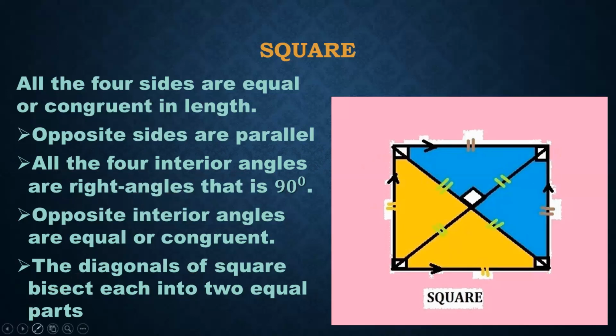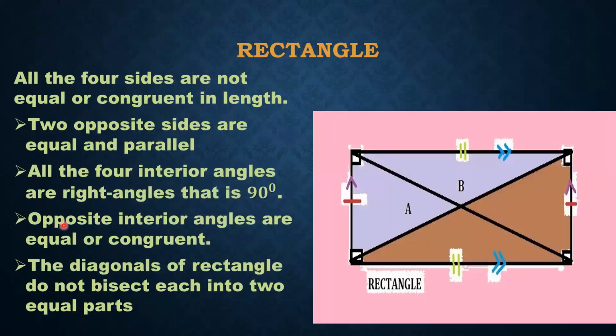Good. Now let's talk about another quadrilateral here. We have a rectangle. A rectangle here is also a quadrilateral because it has four sides.